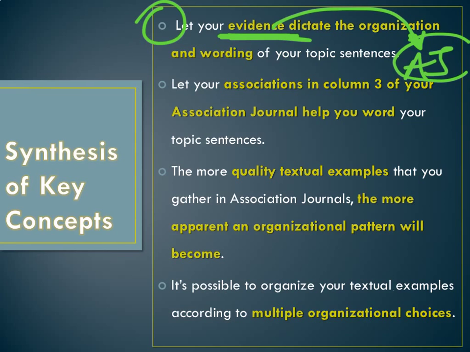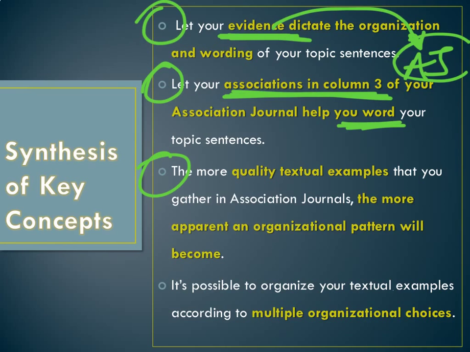The second thing that I would stress is that you really need to let your associations in the 3rd column of your association journals also help you word your topic sentences. You've gone through all this trouble of finding examples and doing some thinking and really trying to nail down ideas and association words. The idea now is that you're going to be able to use those ideas in your topic sentences and also in your body paragraphs when you are starting to analyze examples.